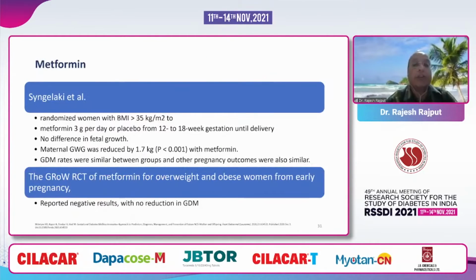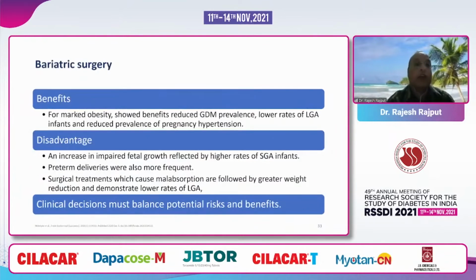Two other studies with metformin have shown that the results are not supportive. In fact, they are equivocal, and it has been shown that only in those women who are obese, whose BMI is more than 35, when we have used metformin, there is some chance of reducing maternal weight gain. This weight gain is reduced by around 1.7 kg, which might have resulted in some better outcomes. However, the GDM incidence again was not different.